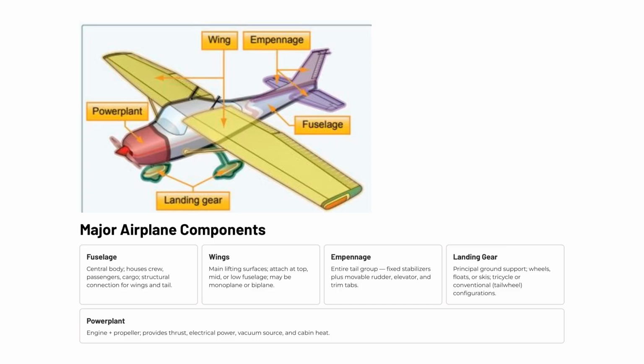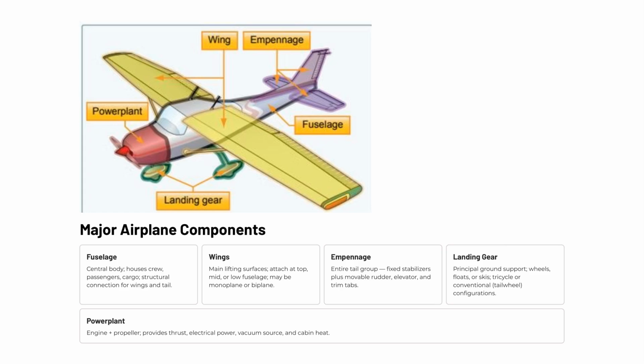Every airplane, regardless of size or purpose, is built around the same 5 major structural and functional components, and understanding each one is fundamental to your development as a pilot. The fuselage is the central body of the aircraft. It houses the crew, passengers, and cargo, and serves as the primary structural connection point for all other components.